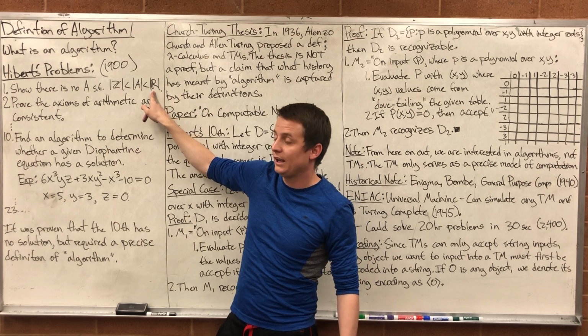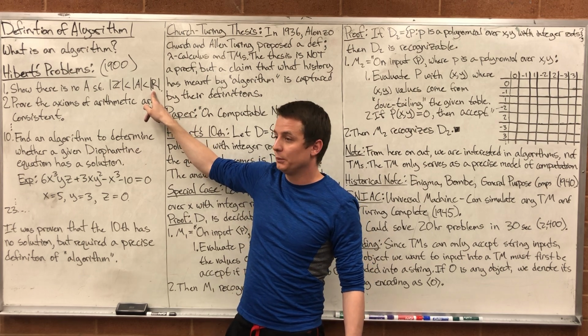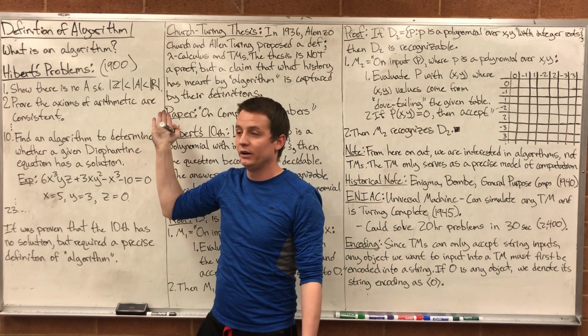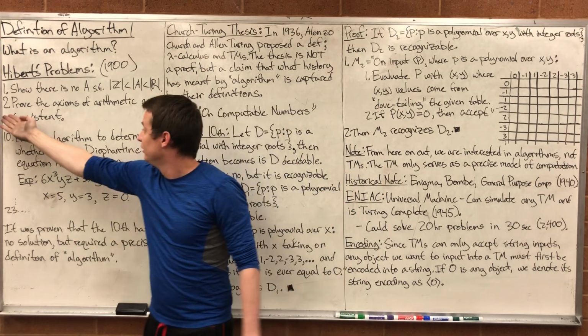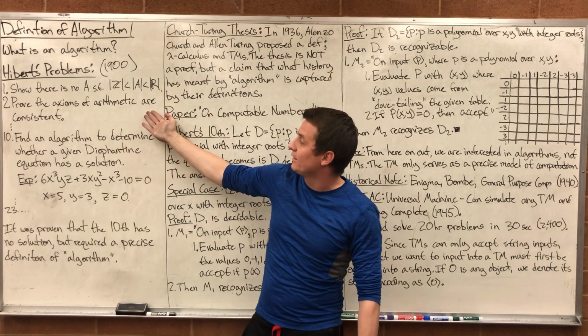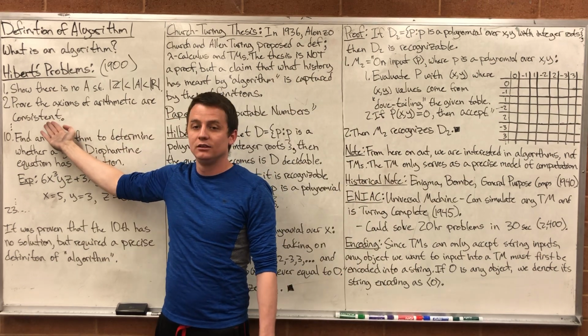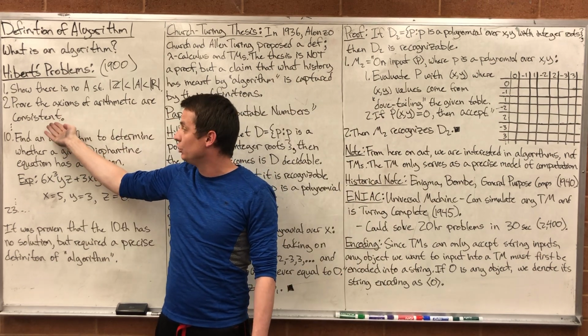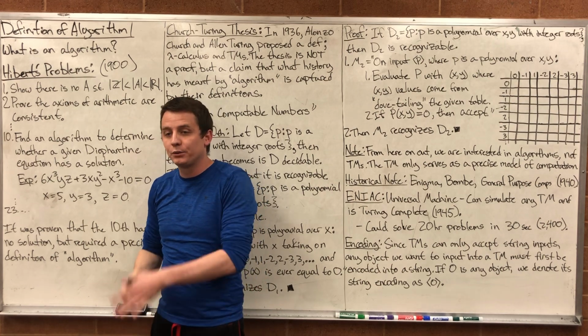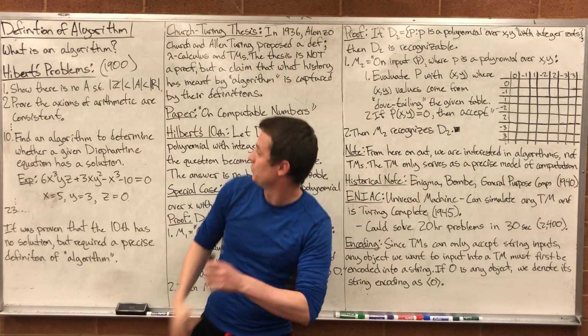Conclusion, you can't prove this. It's been proven that you have to accept it as an axiom one way or the other. Problem number two, prove that the axioms of arithmetic are consistent. Those who know Gödel's theorem know that he proved that they can't be. You know what consistent means?